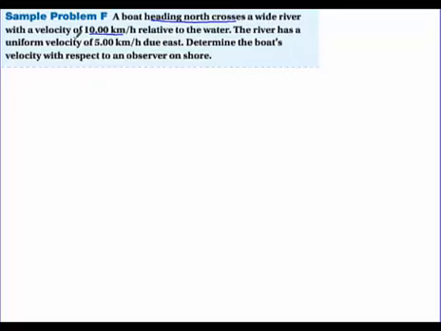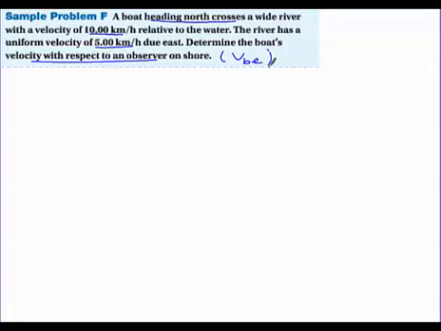The river has a uniform velocity, or current velocity, of 5 kilometers per hour in the direction east. We are asked to determine the velocity of the boat with respect to the observer on the ground, that is, the velocity of the boat as observed by an observer on the shore of the river, on the earth.